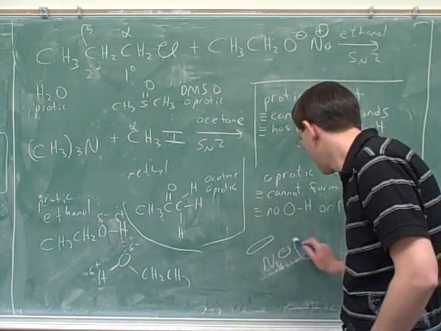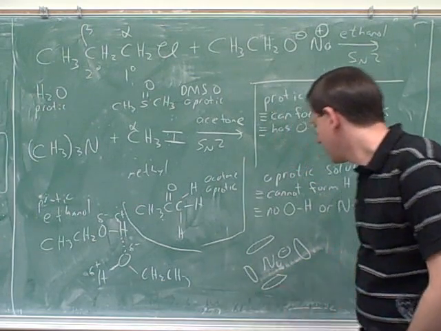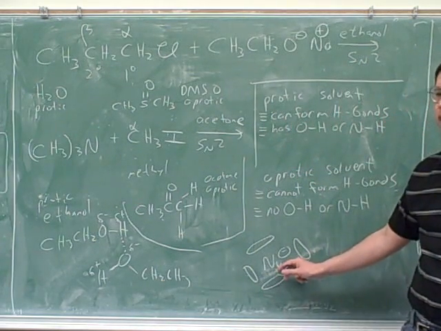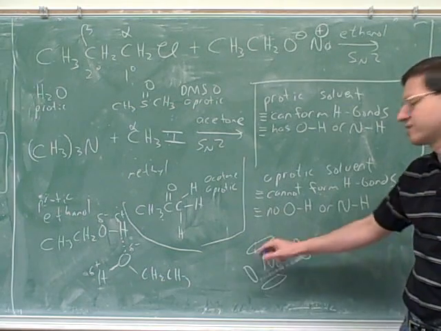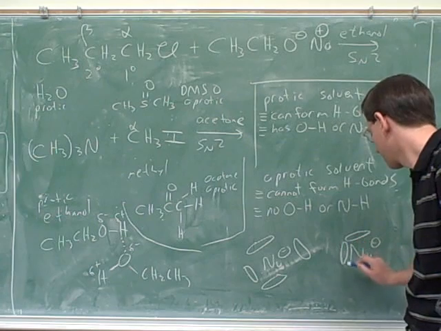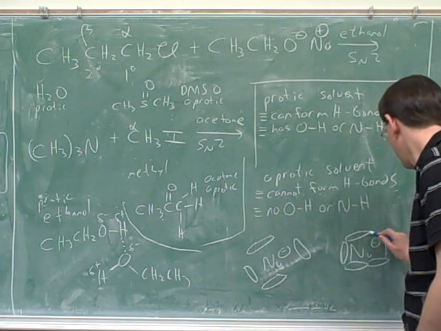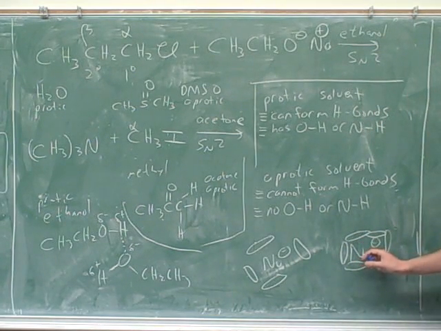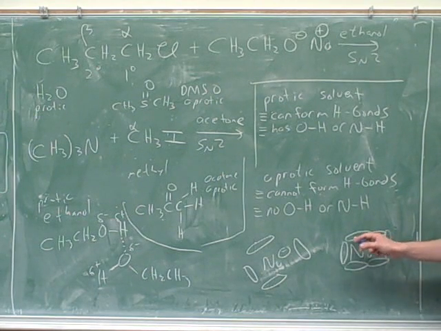So here is a loosely solvated nucleophile. There's solvent molecules around, but there's still some gaps. And here's a tightly solvated nucleophile. This is what we would call a solvation shell. There's almost no gaps around it.